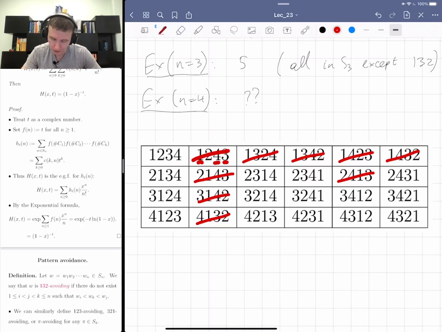2, 4, 3, 1. Okay, yes, 1, 2, 4, 3 is the bad pattern, and that should be it. So I have crossed out, and the answer is that there are 14 permutations.